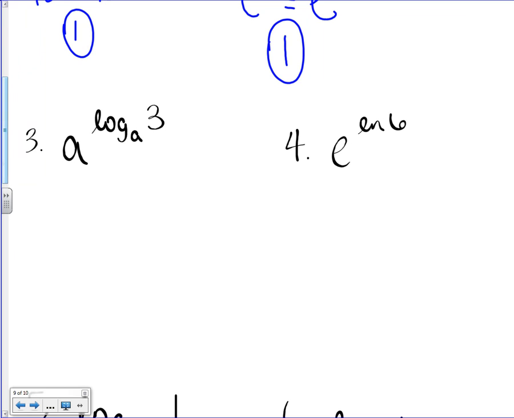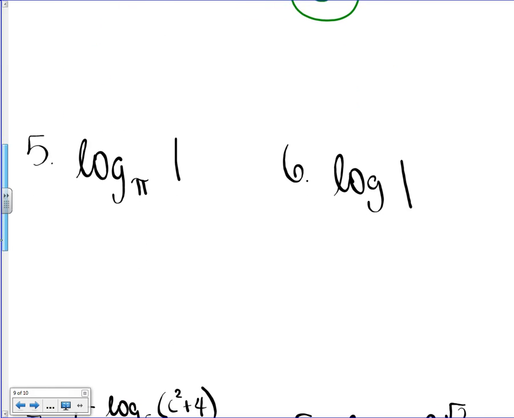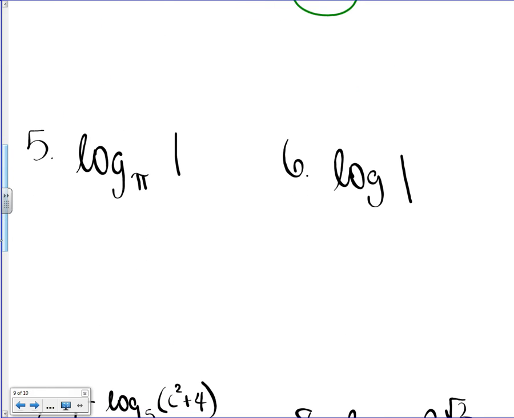All right, property number 3. This is question number 3, which looks like property number 4. You can see we have the same base raised to the log of the same base. And when that happens, those basically eliminate each other, and you are left with what you're taking the log of, which is 3. Let's look at that again. Here we have a base of e, and ln also has a base of e. So all that we are left with is the 6. They basically eliminate each other.